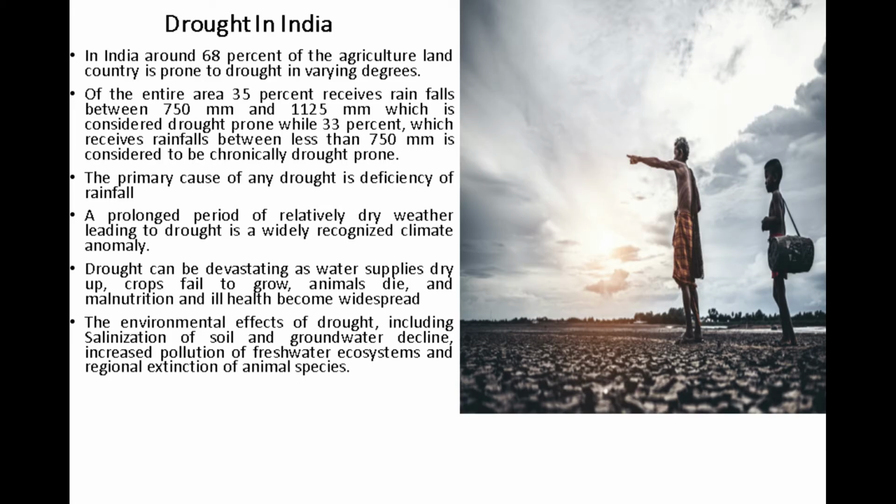The primary cause of the drought is a deficiency of rainfall. A prolonged period of dry weather will lead to a drought, and this is recognized as a climatic anomaly. The drought may lead to drying up of the water supply, the crops may fail to grow, the animals may die, and malnutrition and ill health will spread throughout. The drought may result in declining of the groundwater, increased pollution of the freshwater ecosystem, as well as some animal species becoming extinct from that particular region.